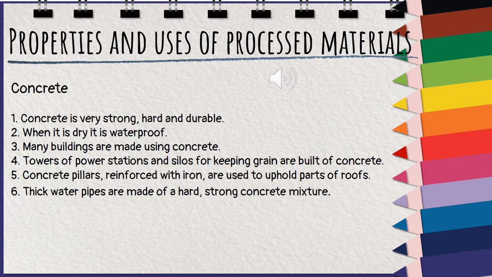Towers of power stations and silos for keeping grain are also built of concrete. Concrete pillars reinforced with iron are used to uphold parts of roofs. Reinforced, you know, it means to be strengthened with additional material, so it's strengthened with iron. Thick water pipes are made of hard, strong concrete mixture.